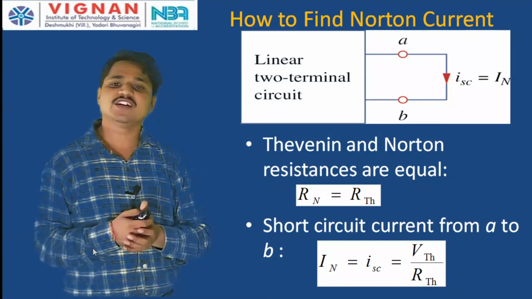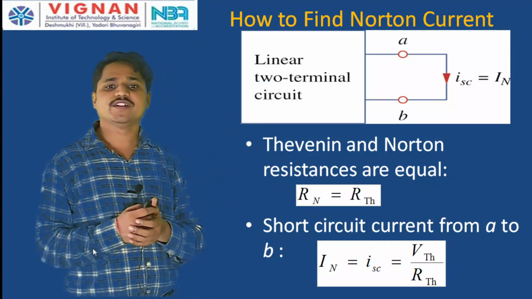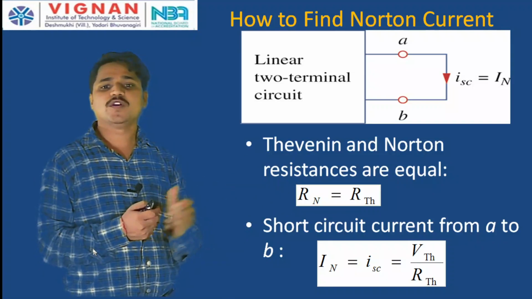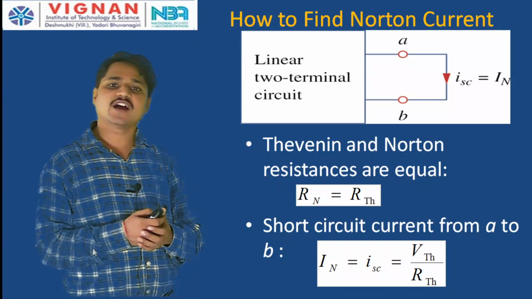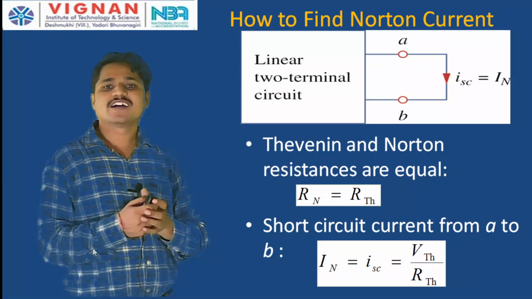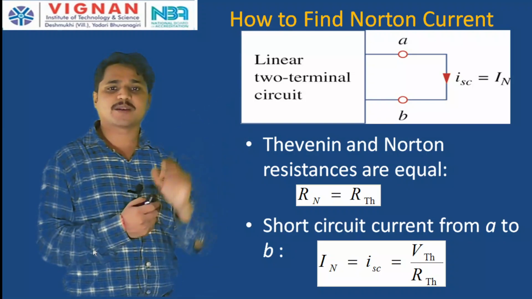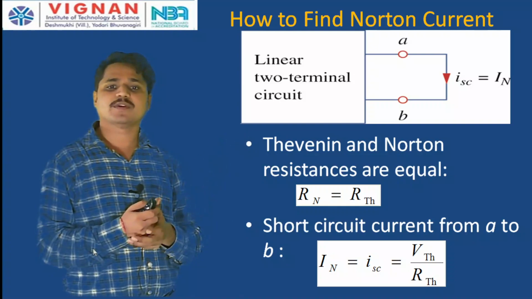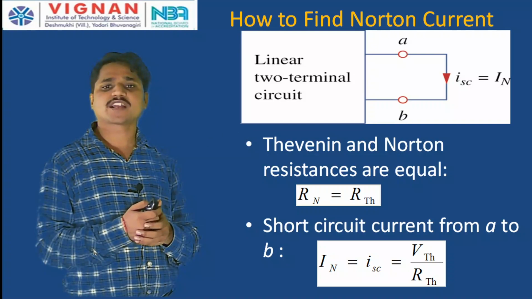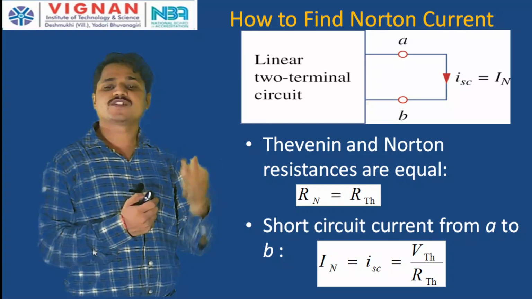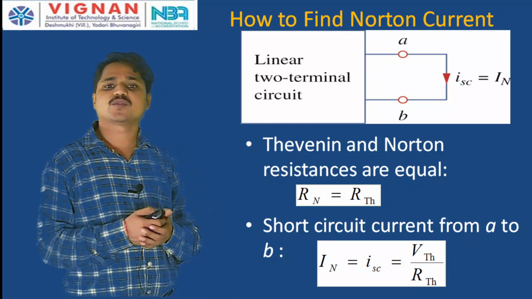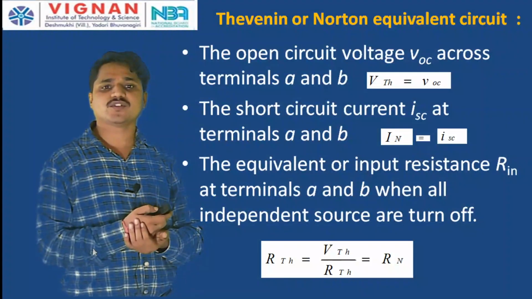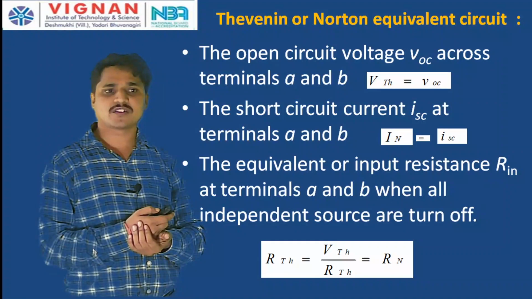Now, how to find the short circuit current from A to B? This IN must be equal to this ISC, the short circuit current, which is equal to V Thevenin by R Thevenin. That means we can find the Thevenin's voltage across the terminals AB and find the Thevenin's resistance across the terminals AB. Then you take the ratio of V Thevenin by R Thevenin, which will give you the short circuit current, that is equal to the Norton's current. Okay, to understand this, let us solve one problem on this Norton equivalent circuit.